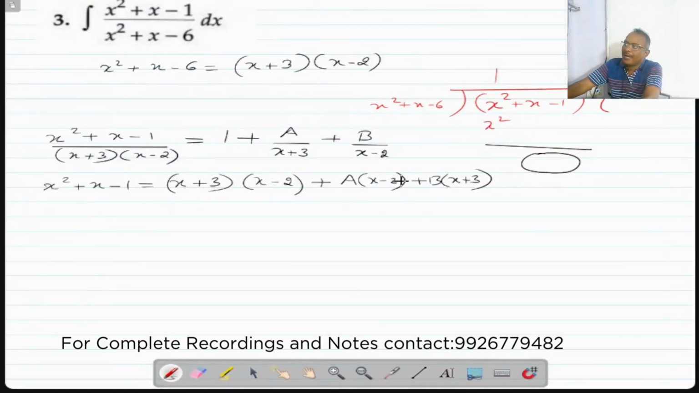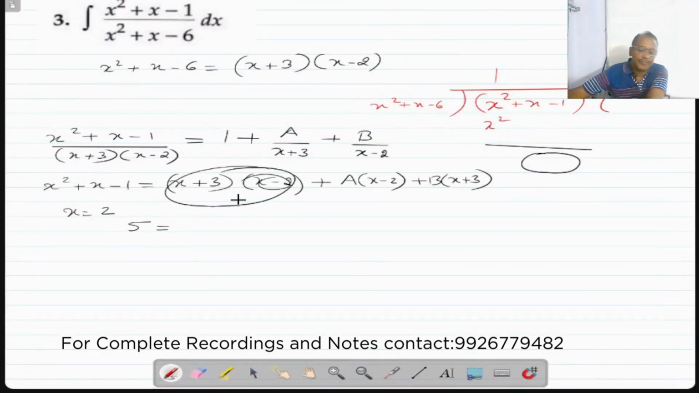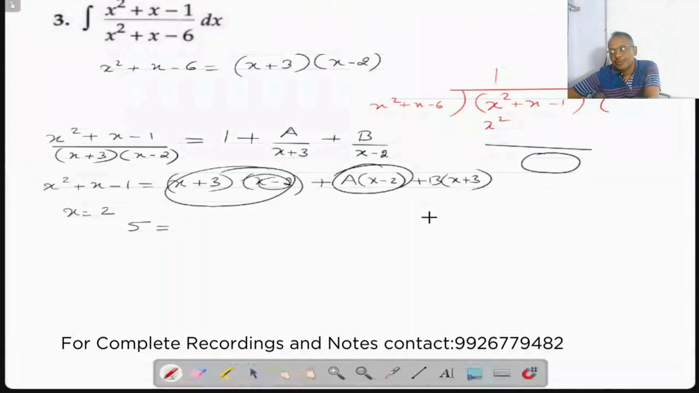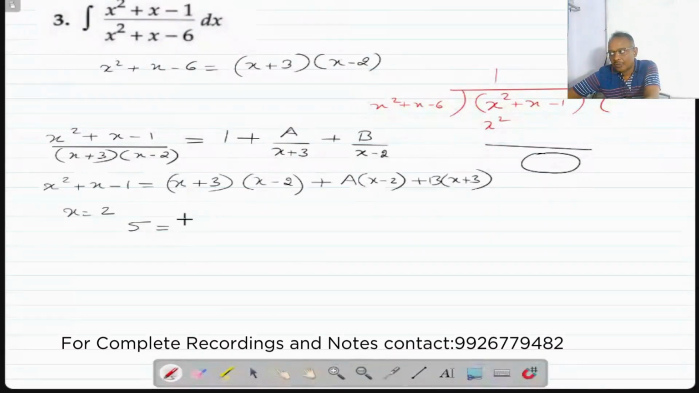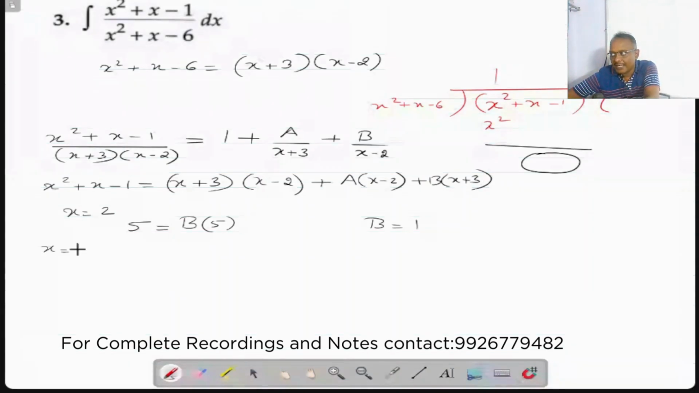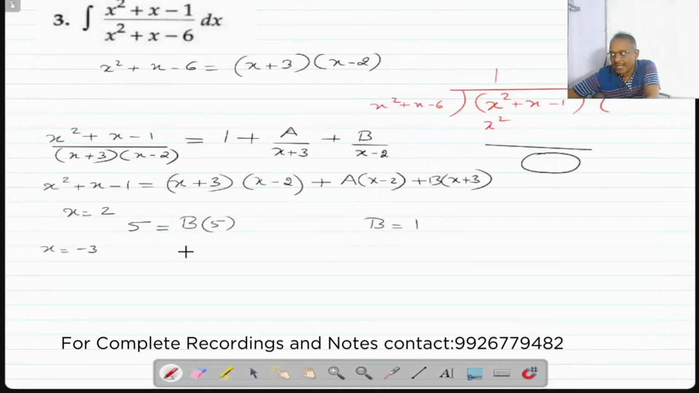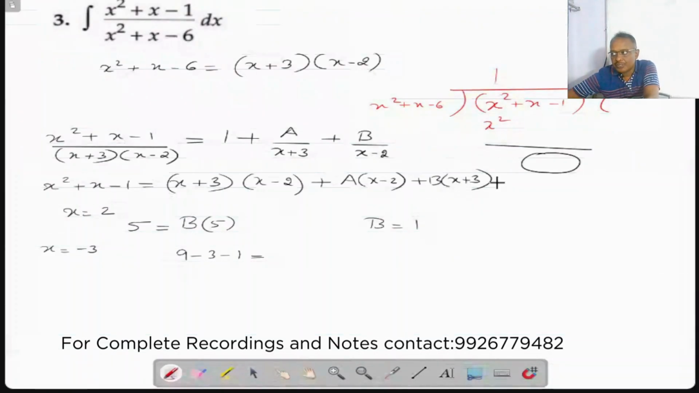x का वैल्यू मैं -2 डाल दूंगा, तो 4 and 2 is 6, minus 1 is 5. This will become 0 क्योंकि ये टर्म 0 हो गया. This will also become 0. b के साथ कौन बचा? So b is 1. फिर x प्लस 3 को 0 यानी x का वैल्यू -3, so that becomes 9 minus 3 minus 1. This is 0. B is also 0.